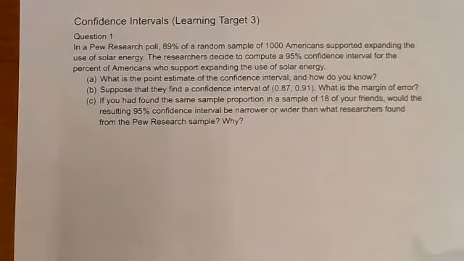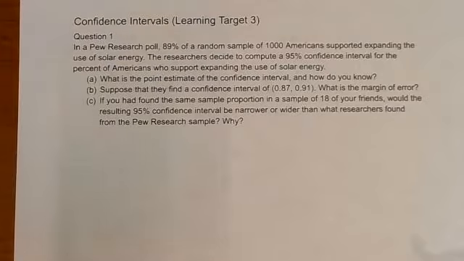So the scenario of the first question is that Pew Research did a poll of 1,000 random Americans and found that 89% of them supported expanding the use of solar energy. The researchers who ran this poll decided to compute a 95% confidence interval for the percent of all Americans who support expanding the use of solar energy.